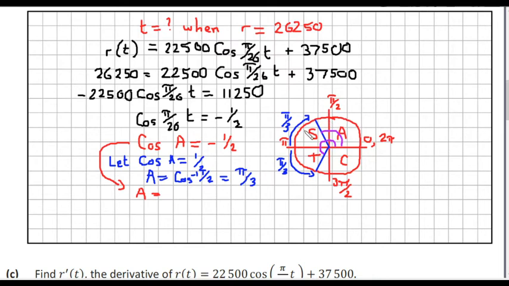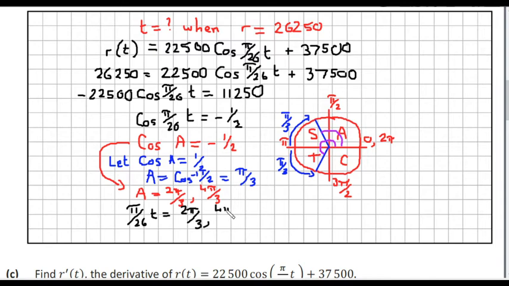pi radians minus pi over 3, that's going to give me 2 pi over 3, so A can be 2 pi over 3, or it can be pi radians plus pi over 3, and that's going to give us 4 pi over 3. But earlier we let A be pi over 26t, so let's sub that back in. So pi over 26t then can equal either 2 pi over 3, or it can equal 4 pi over 3.